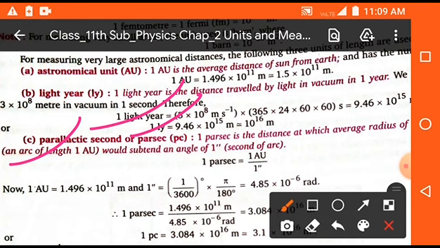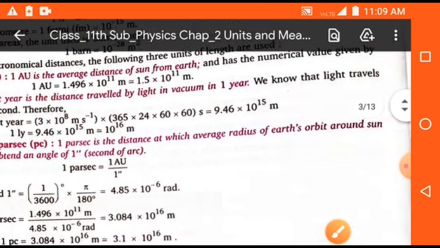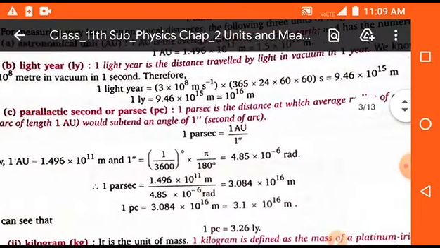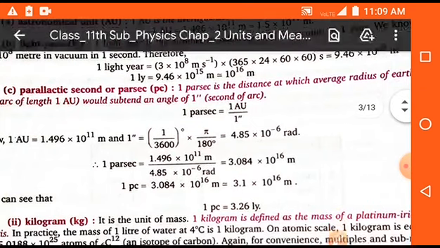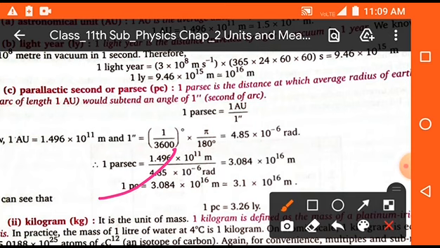Parallactic second, or parsec, is the largest unit of distance ever known. 1 parsec is the distance at which the average radius of the Earth's orbit around the Sun would subtend an angle of 1 second. Clear? So you have to learn only the value of 1 parsec. Its value is 3.1 into 10 to the power 16 meter, or you can also say that 1 parsec is equal to 3.26 light year. That means it is 3.26 times 1 light year. Clear?